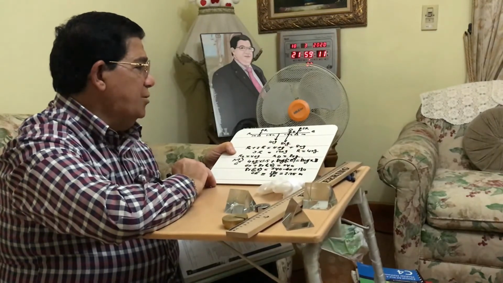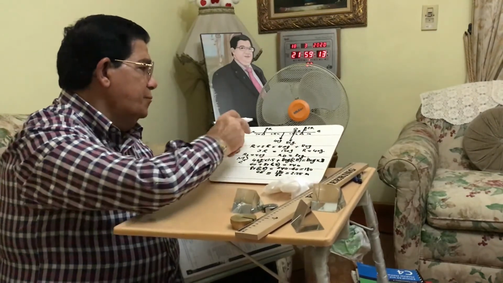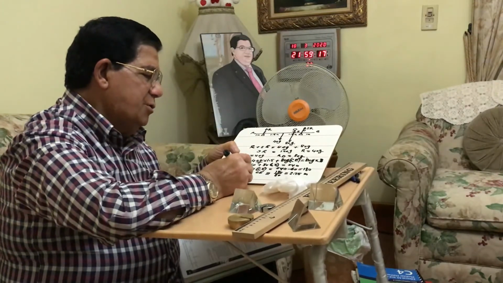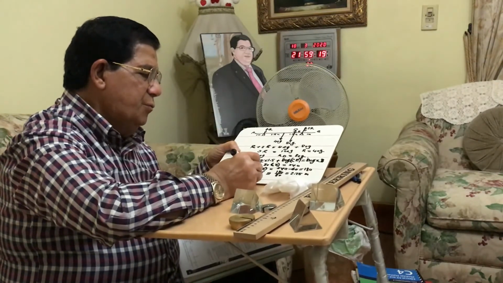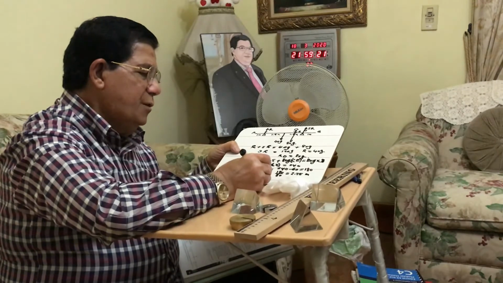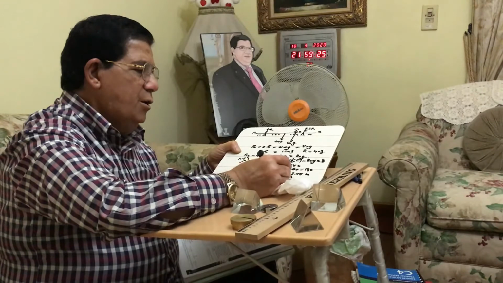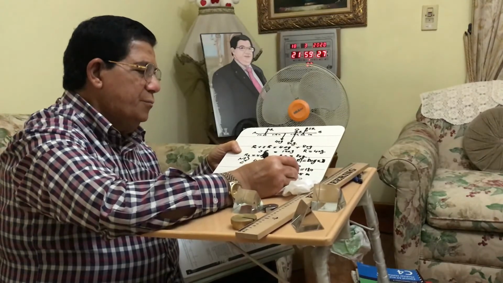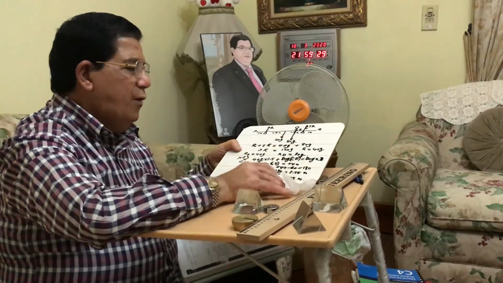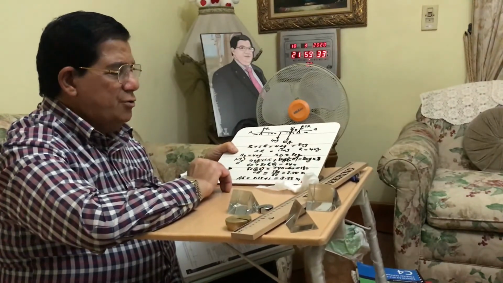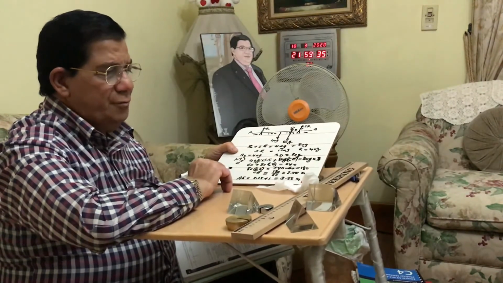But he requires the distance AE, so we have to add 1 meter. The distance AE is 2.25 plus 1, so the answer is 3.25 meters.